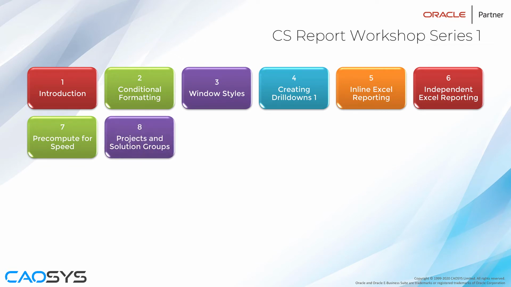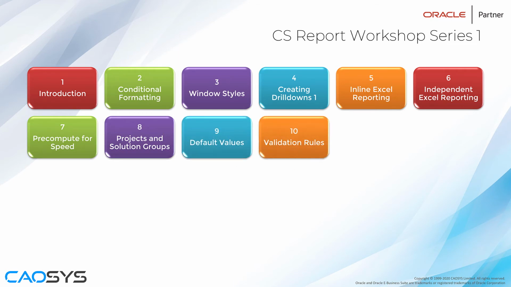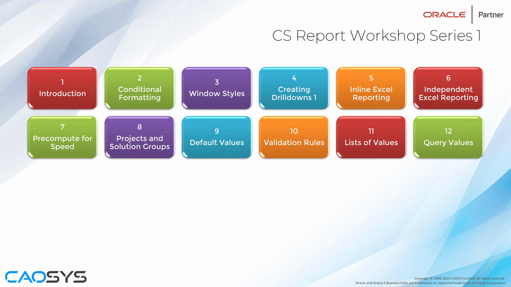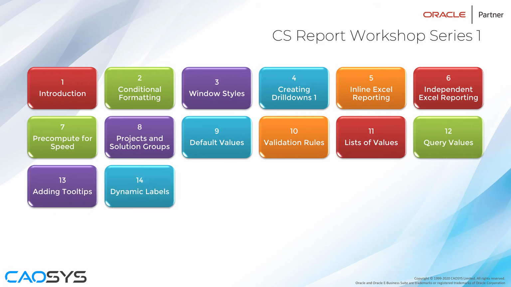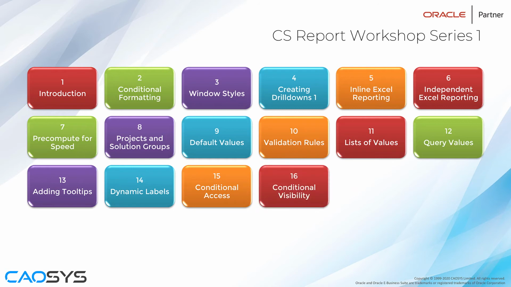We're going to look at projects and solution groups within CS Report. After this, we're going to look at default values, validation rules, and list of values, what they all are, and how we add them to our solutions. We're then going to talk about query values, how we add tooltips, dynamic labels. After this, we're going to be covering conditional access and conditional visibility.